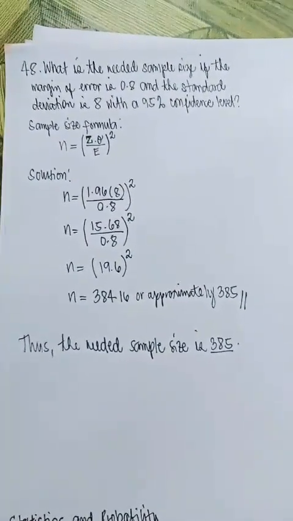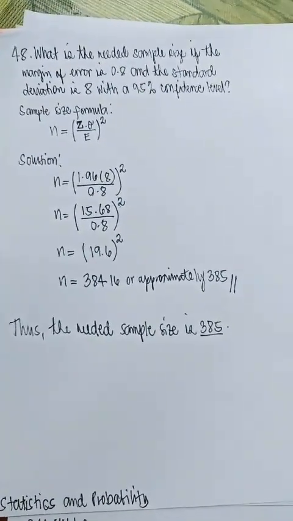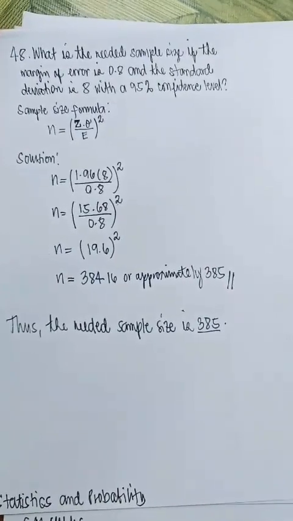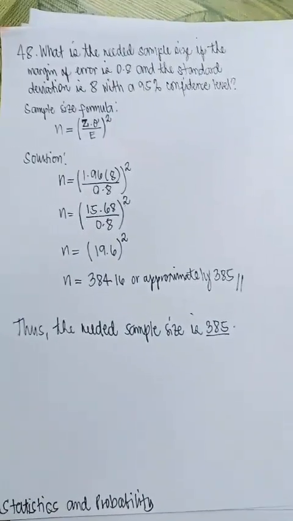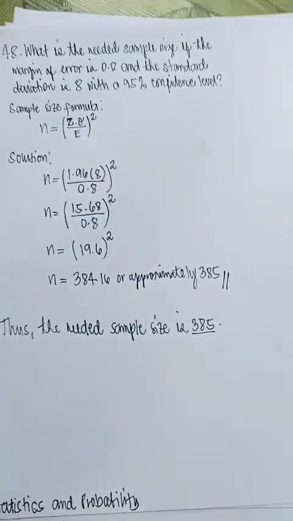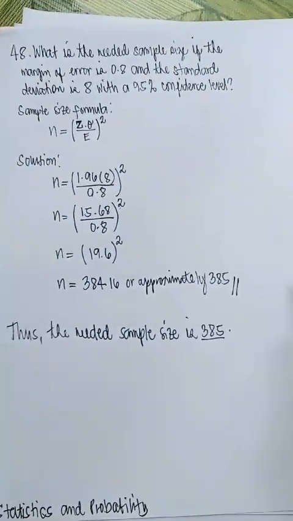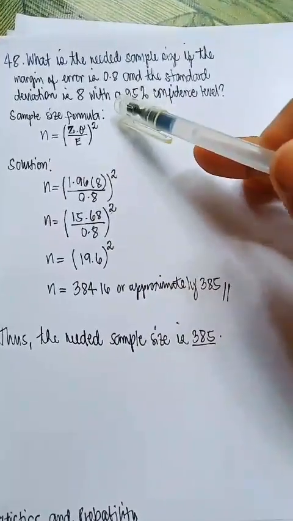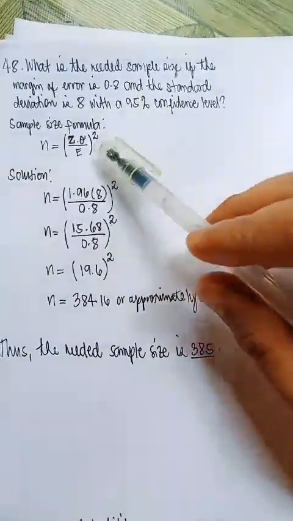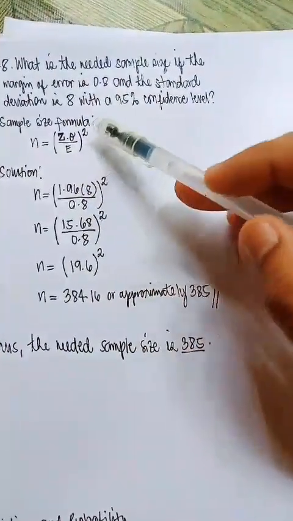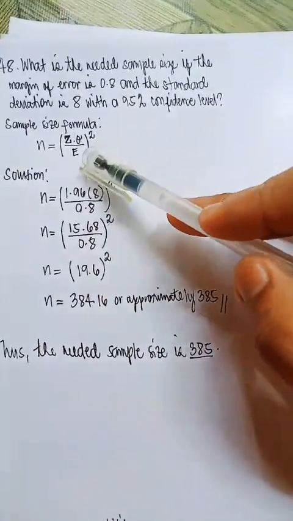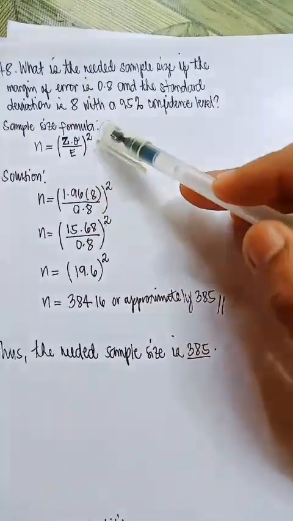Problem number 48. What is the needed sample size if the margin of error is 0.8 and the standard deviation is 8 with a 95% confidence level? In this problem, we're going to use the sample size formula. And the sample size formula is n equals the z-score times the standard deviation over the margin of error, raised to 2.